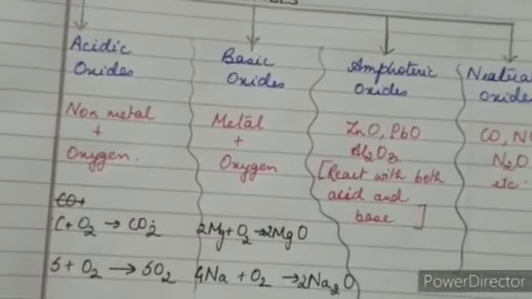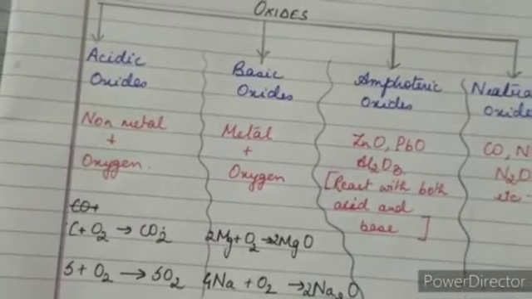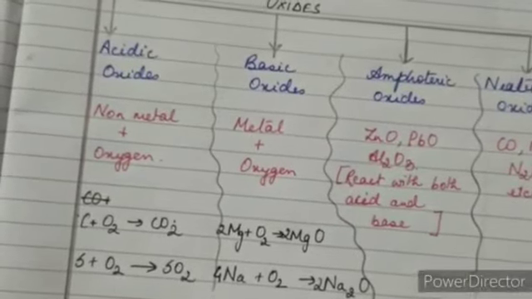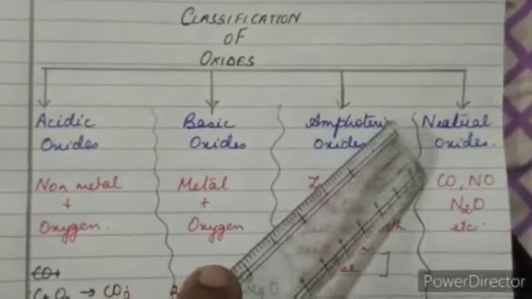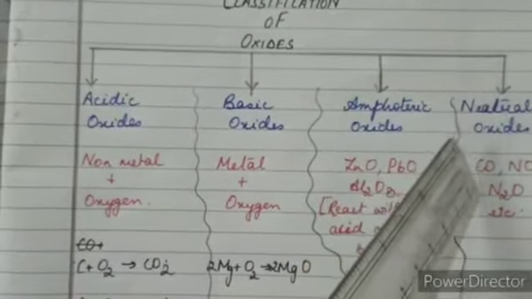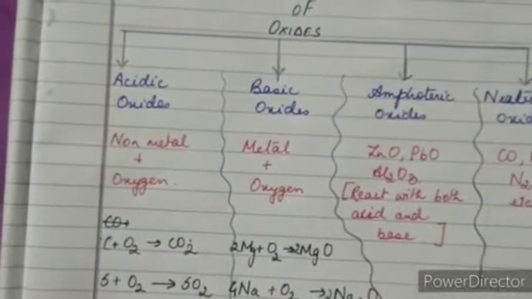Neutral as such would mean that they are not affected by the litmus paper. Therefore, neither will it turn red litmus blue nor will it turn blue litmus red. And these are carbon monoxide, nitrogen oxide, N2O, etc.